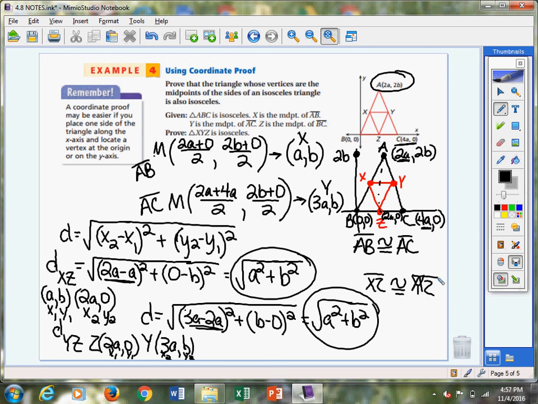And so that's what they wanted us to do, is prove that XYZ is isosceles, and we did prove that. We just had to show that two sides were equal, and we did that with the distance formula. The hard part was we didn't have any numbers, and we had all these letters all over the place, very abstract, but hopefully you were able to track me.